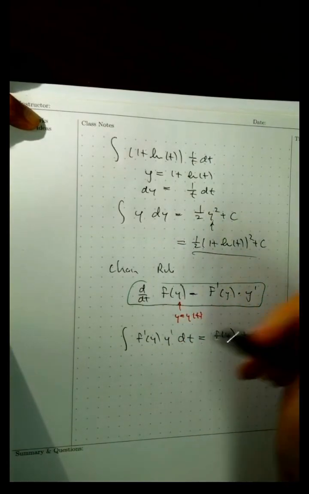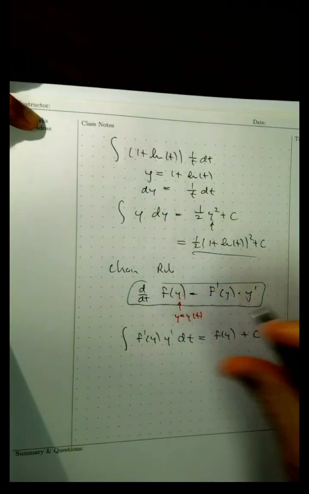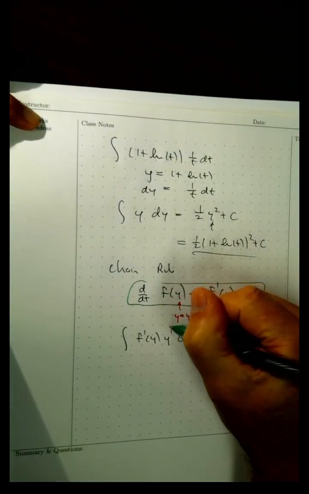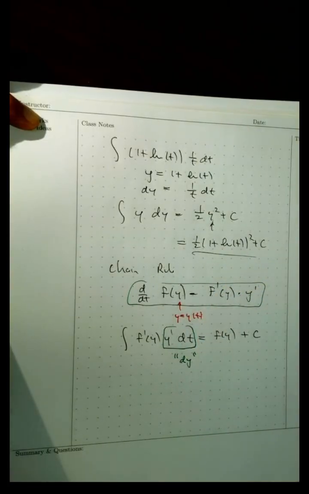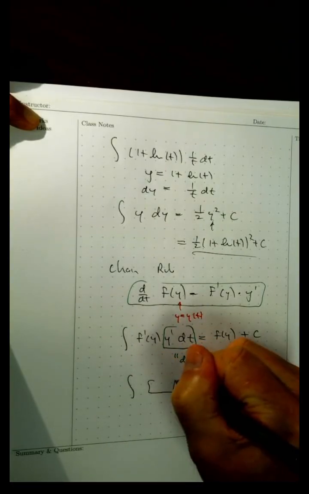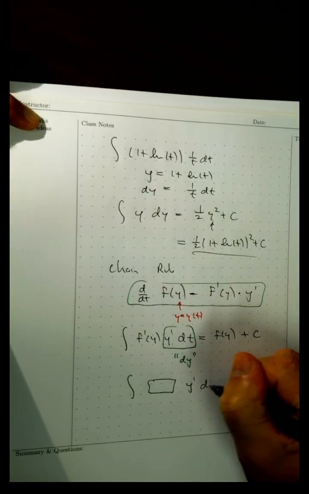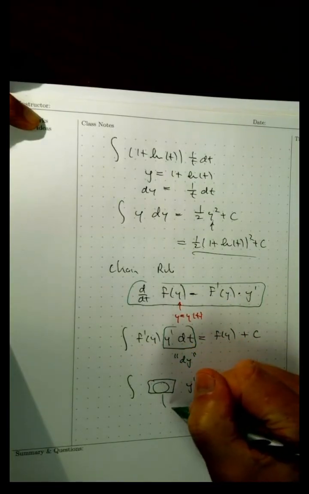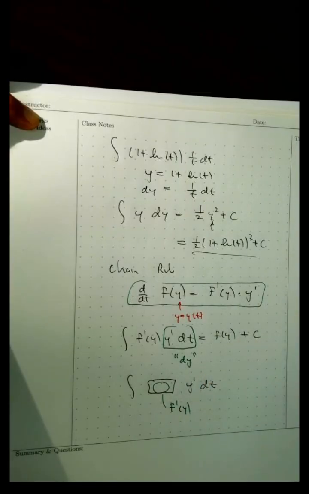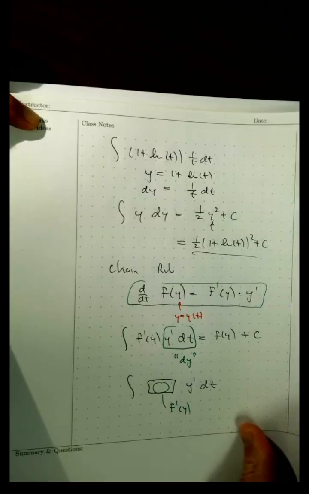So the antiderivative is just undoing this derivative. And this notation here, we call that dy, just as a placeholder to help our notation and figure out what things are happening. So what's important is that if I have the integral of something times y prime dt, I can really just focus on this thing and think of that as trying to find the antiderivative of that f.